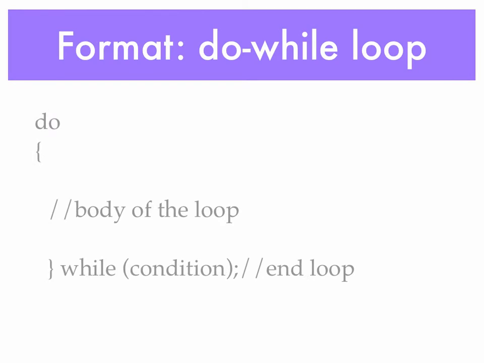Here's the format of a do-while loop. Notice they have the do, there's no semicolon there, the body of the loop, and then while. Following the while is the condition, that's within parentheses, and then a semicolon. This is the format of a do-while loop. I've got do, body of the loop, while, my condition, and then that semicolon.